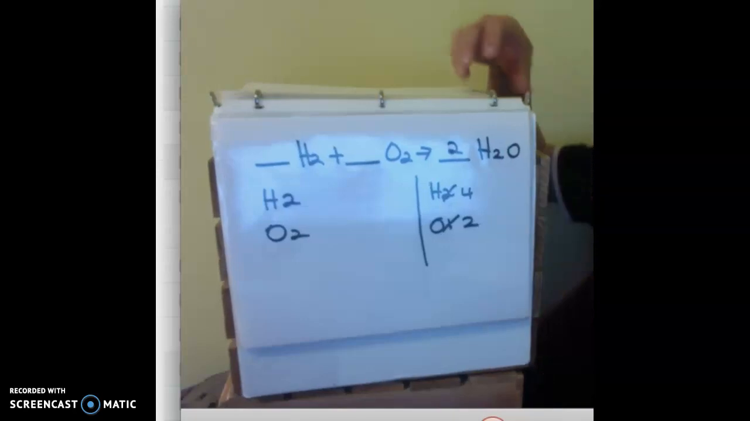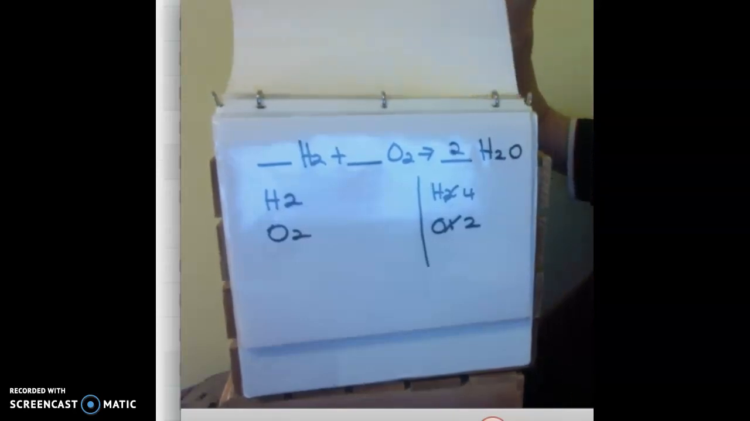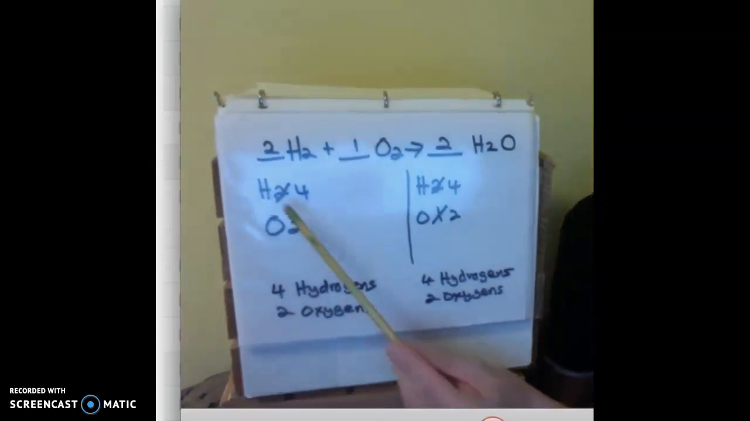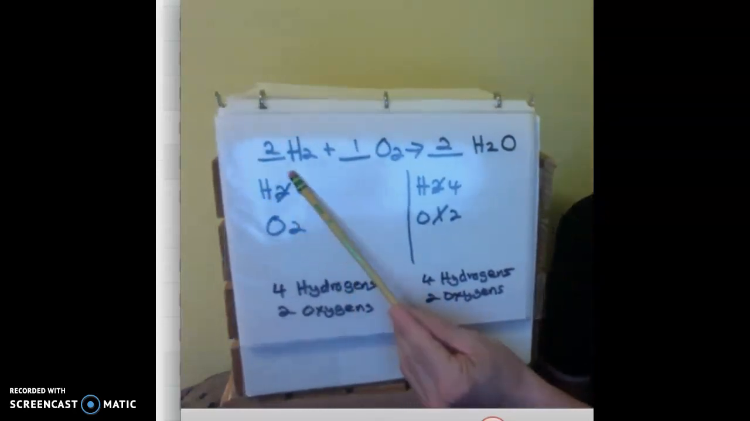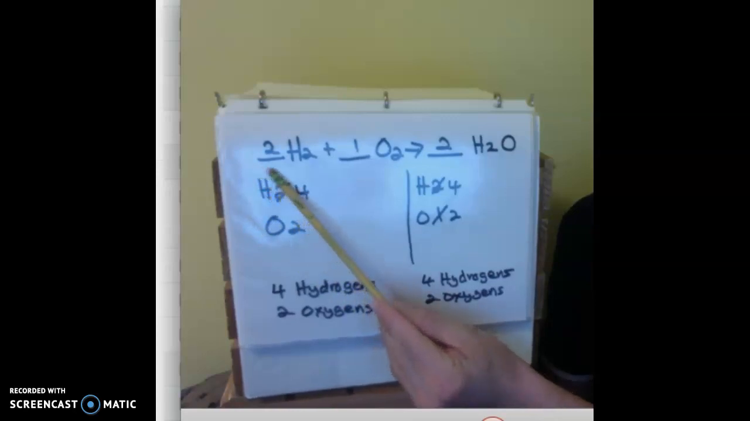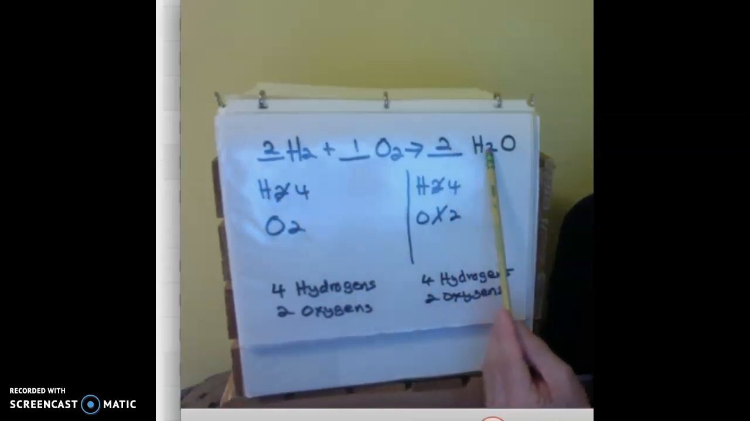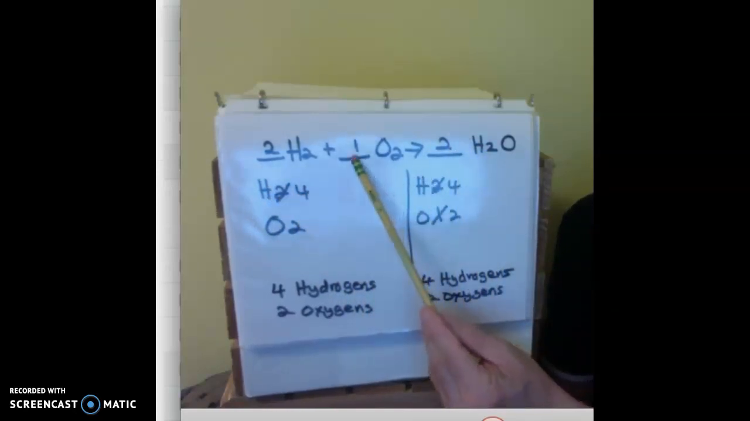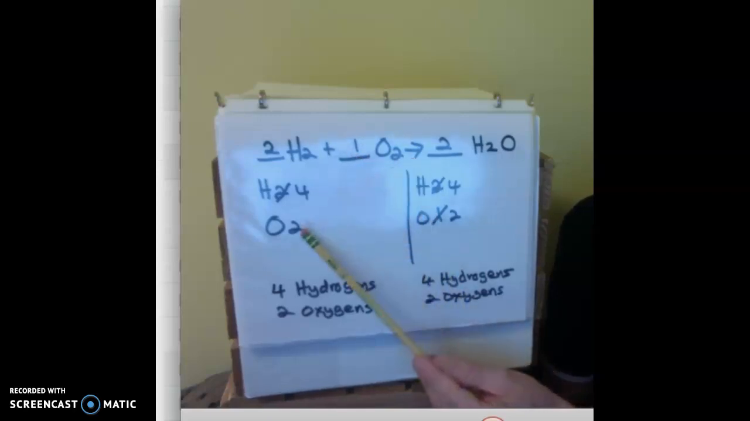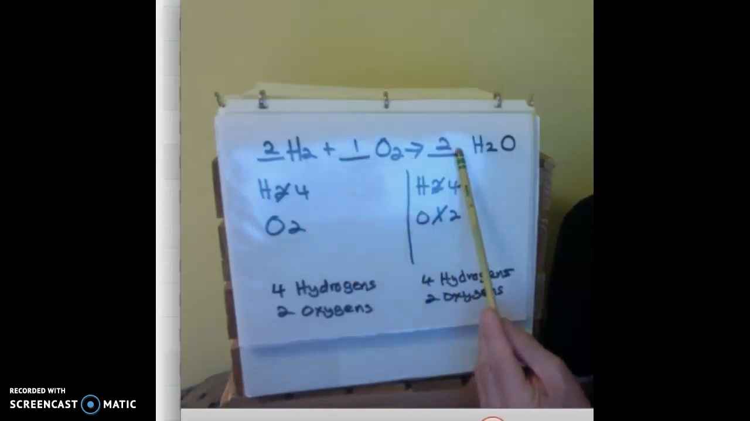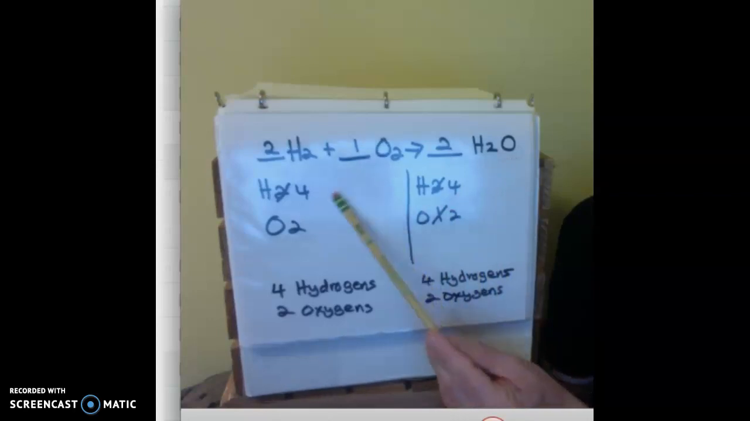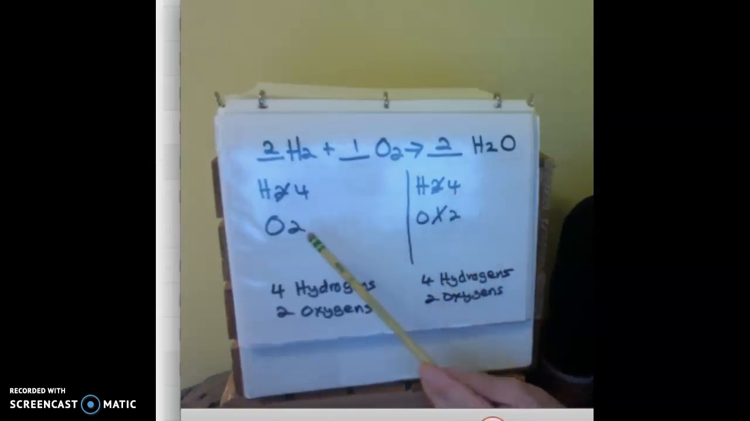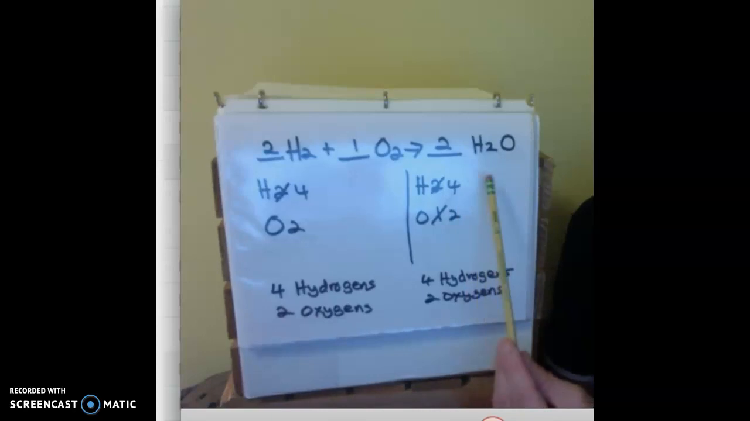So how can we balance that? The easiest way is you just go ahead and put a 2 in front of the hydrogen gas. So you have 2 molecules of hydrogen gas now. That gives you 2 times 2, 4 hydrogens on the left. How many oxygens on the left? 1 times 2, 2 oxygens on the left. How many oxygens on the right? 2 times 1 is 2 on the right. So now you have 4 hydrogens on the left, 4 on the right, 2 oxygens on the left, and 2 oxygens on the right. Therefore, it's balanced.